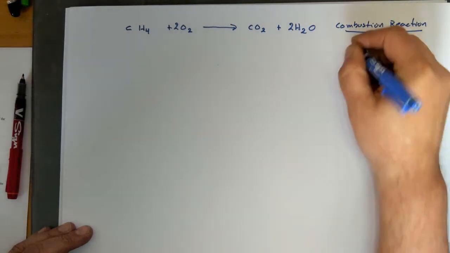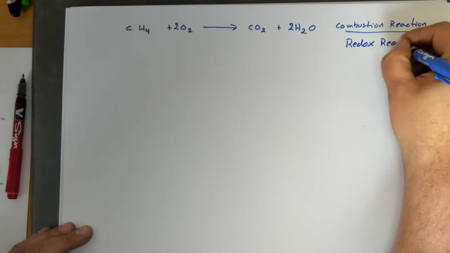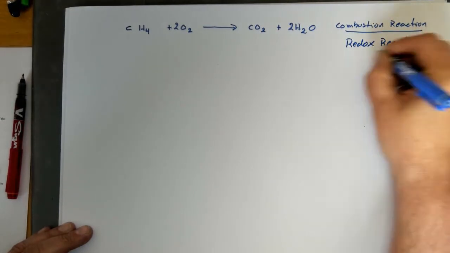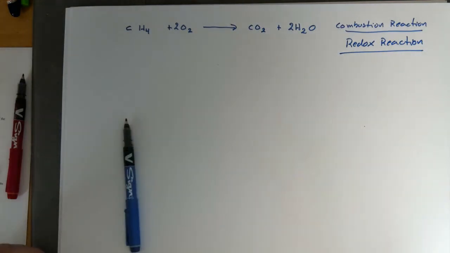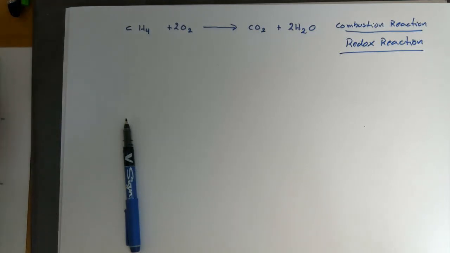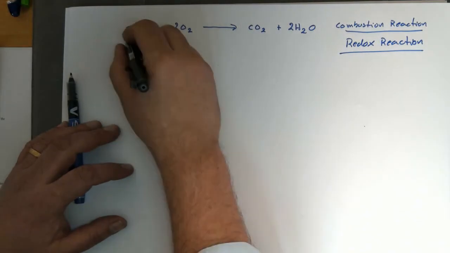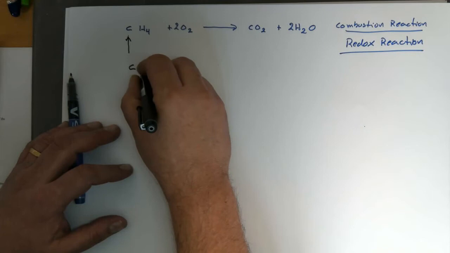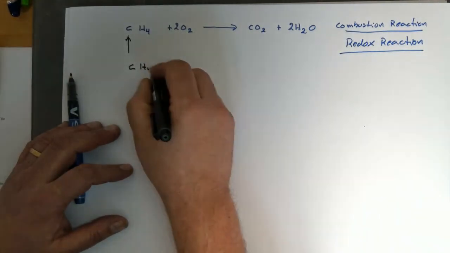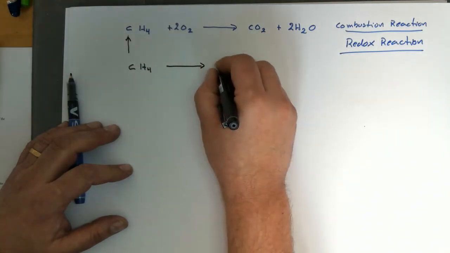But all combustion reactions are a type of redox reaction. They're just a very specific type, so they're given a special name. If we look at this and we break it up into parts, we can break each aspect of it out. So let's look at the carbon first. So we're only looking at the carbon to begin with. So carbon is actually then going from carbon in methane to carbon in carbon dioxide.